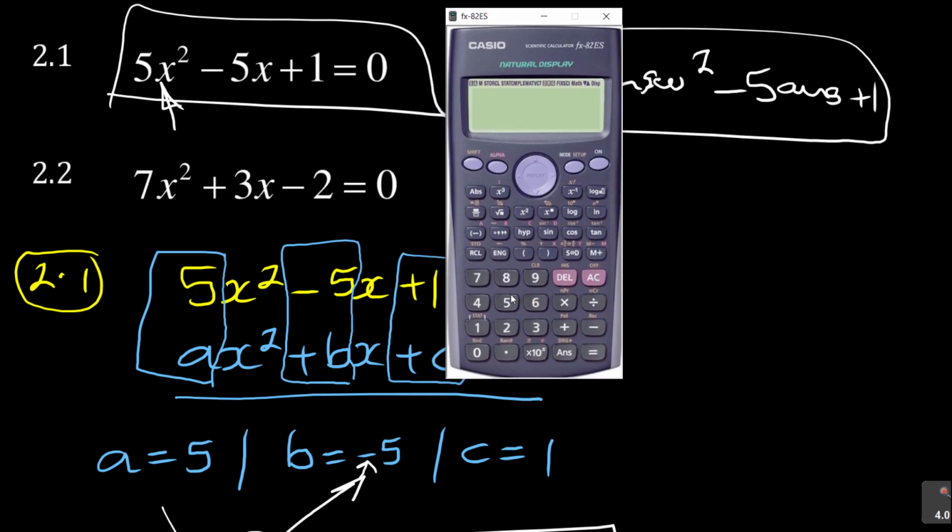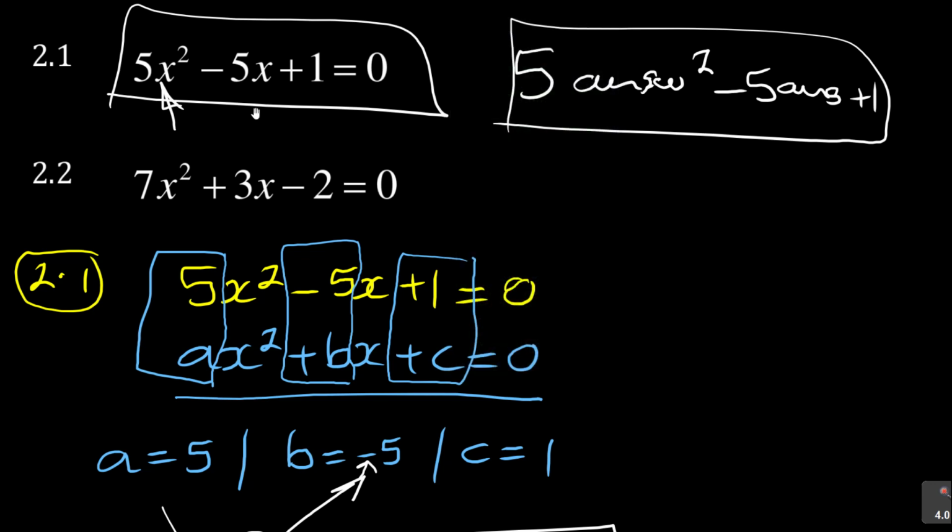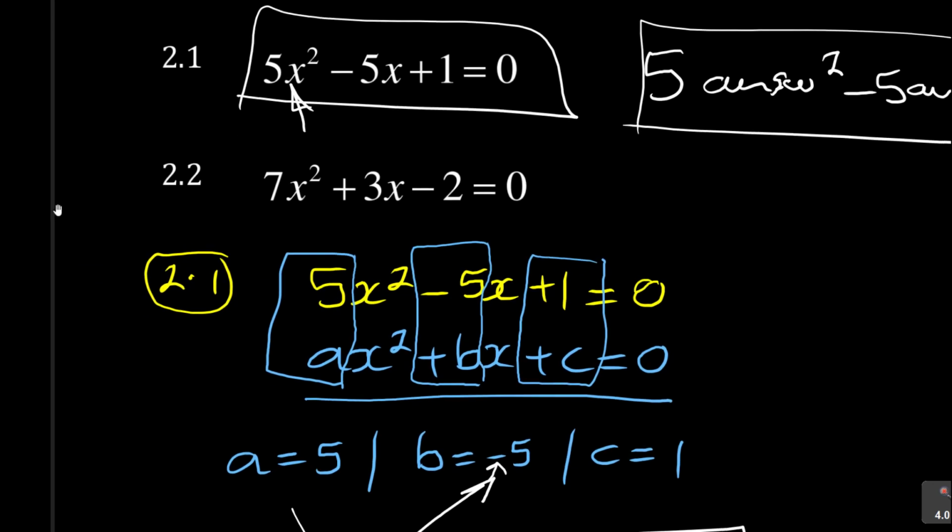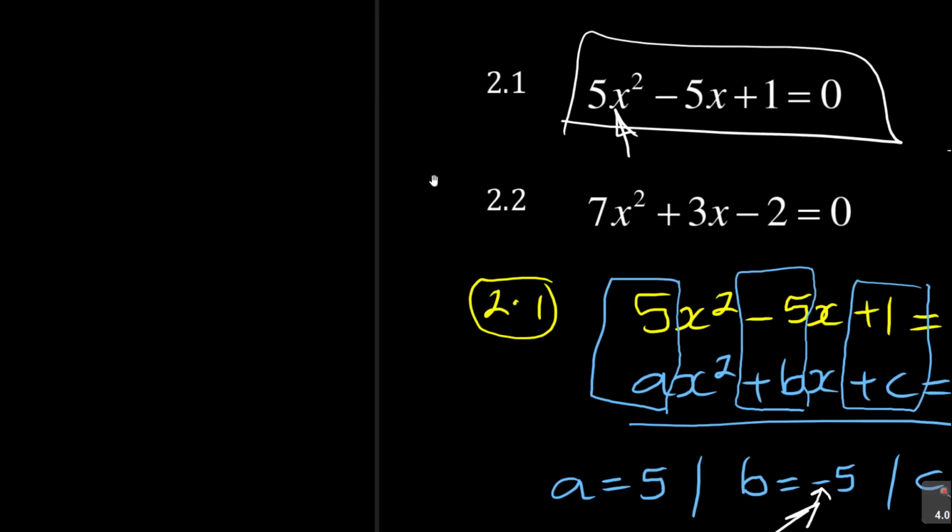So I'll say 5 answer squared, remember x squared, minus 5x, which is 5 answer, plus 1. If it gives me 0, then I'm correct. That's how you test it. If you put the 0.28, you might not get the exact 0. So that's the first part. What did you do? We solved for x using the quadratic equation.